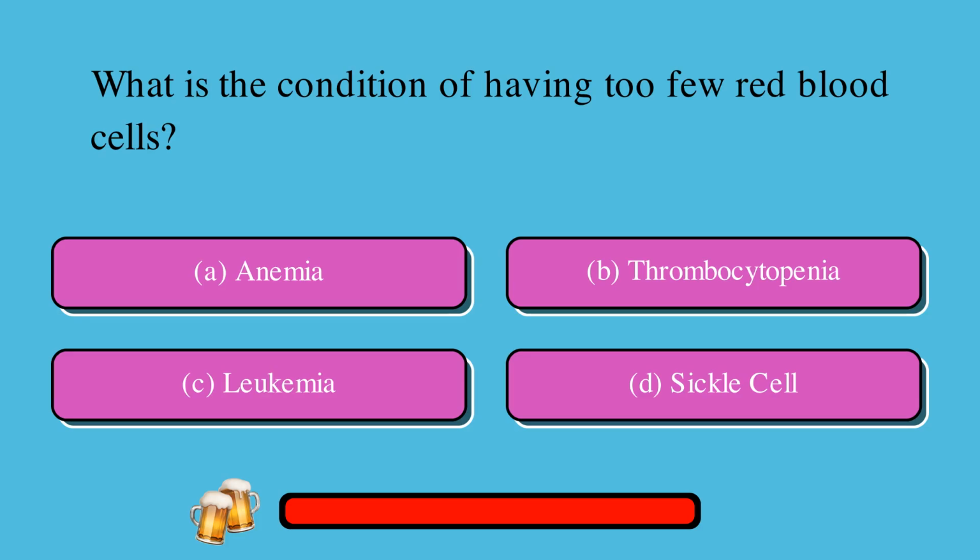What is the condition of having too few red blood cells? A. Anemia, B. Thrombocytopenia, C. Leukemia, or D. Sickle cell? The correct answer is A. Anemia.